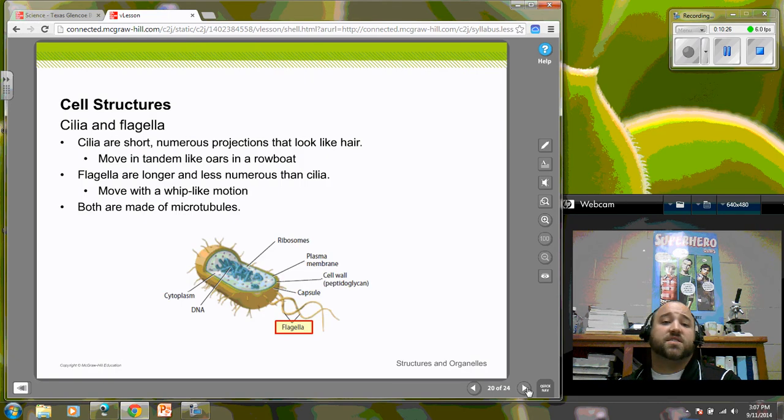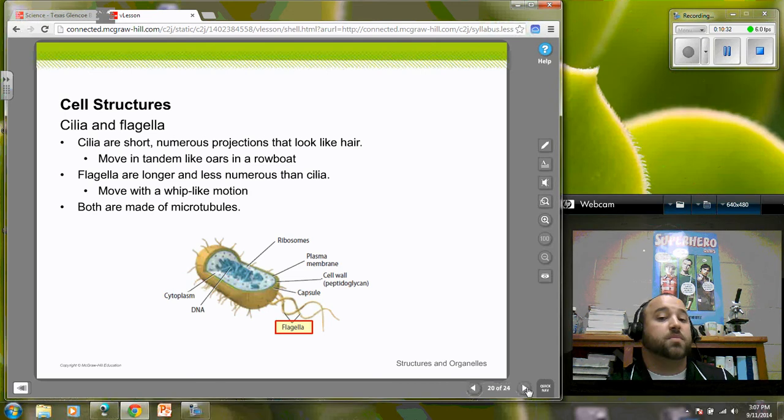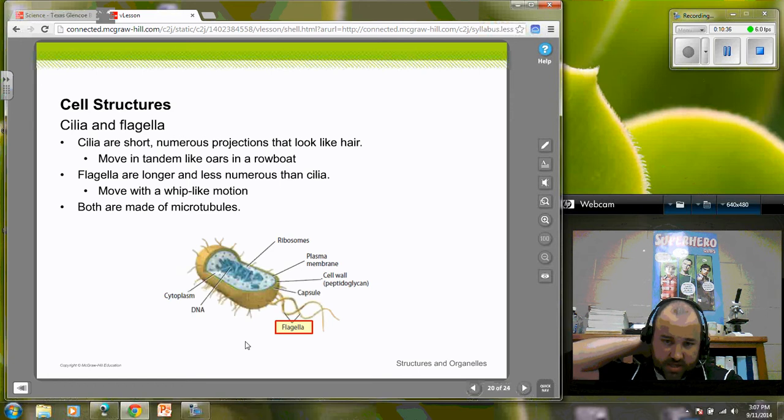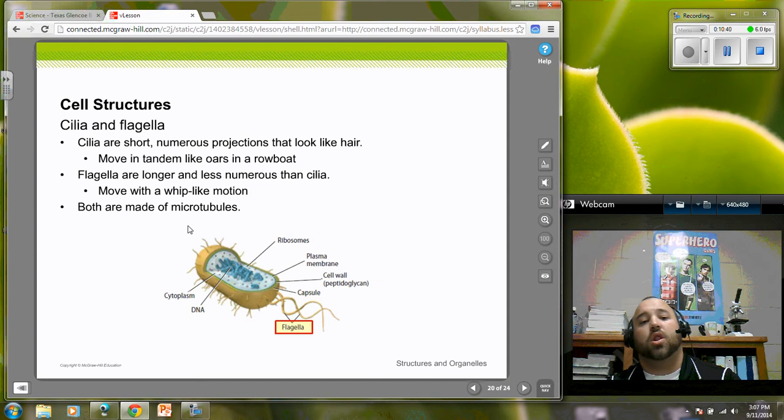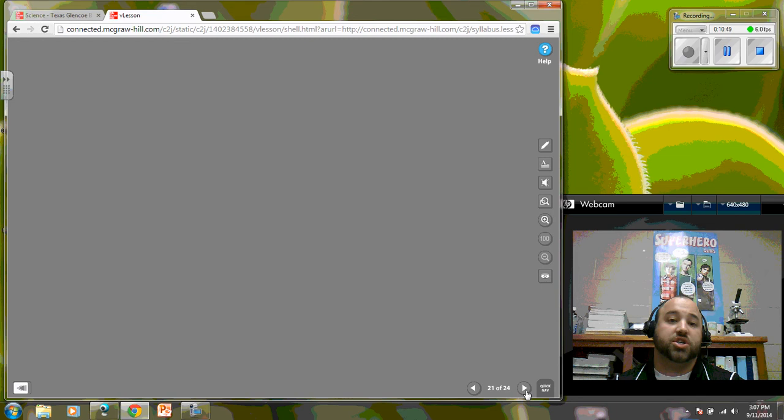And then we have cilia and flagella. Cilia are short, numerous projections that look like hair. They move in tandem like oars on a rowboat. That's where we have all these things around. Those are cilia. Versus flagella. Flagella are longer and less numerous than cilia. They move in a whip-like fashion. They're both made up of microtubules, and they help propel the cell and help push things into the cell as well.